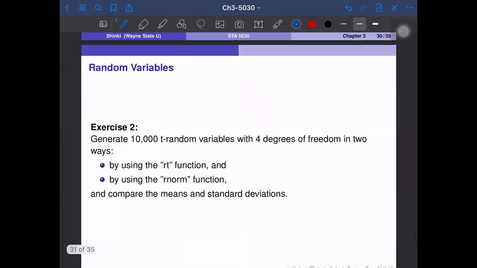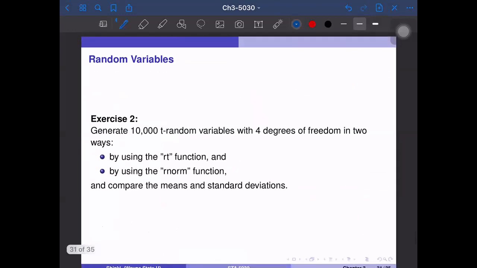Yeah, so we have some exercises, so we will do this in the quiz for homework.